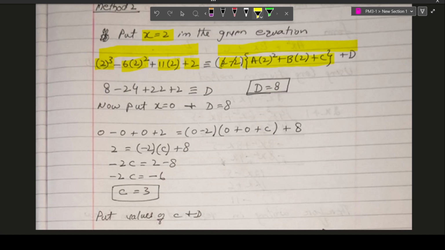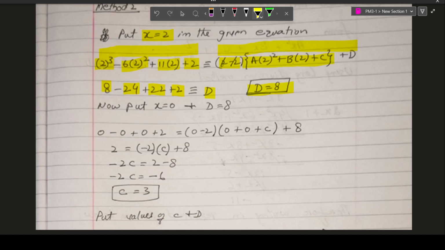So that's why you solve it now. On the right hand side you are left with only d. On the left hand side 2 cube is 8, 6 into 2 square is 24, 11 into 2 is 22, 2 into 1 is 2, and then d. Now if you solve all of them, you'll get d is equal to 8, because 22 plus 2 is 24, and 24 minus 24 is 0, and then 8 is left behind.